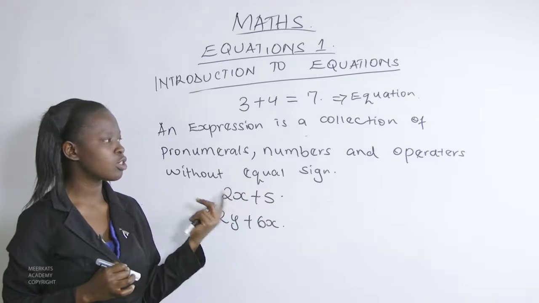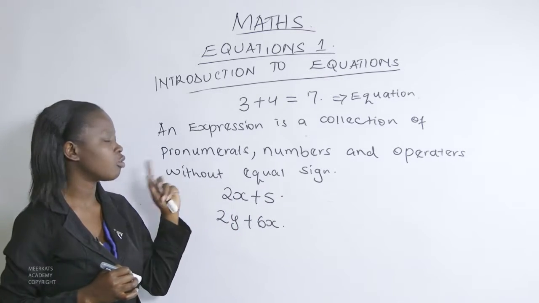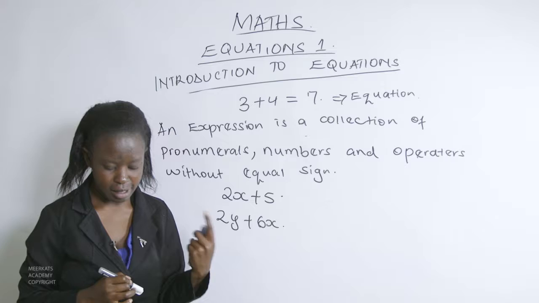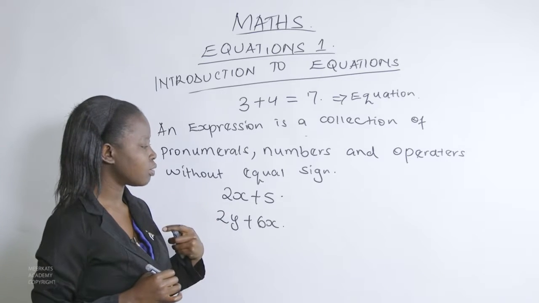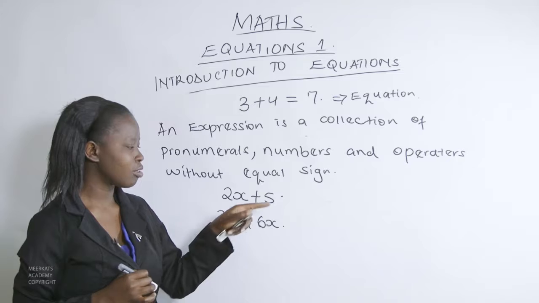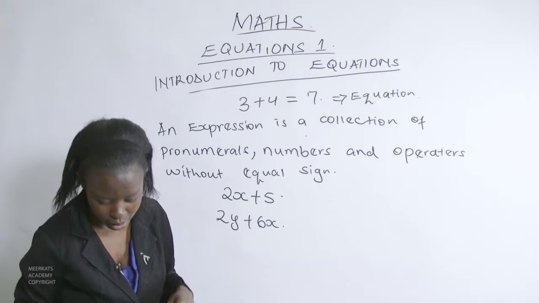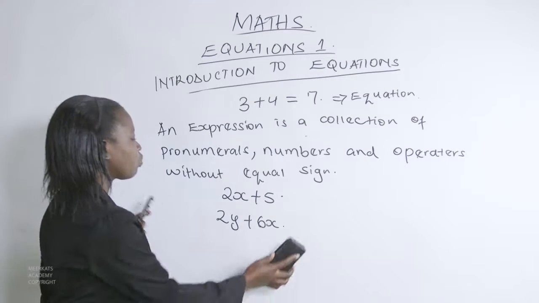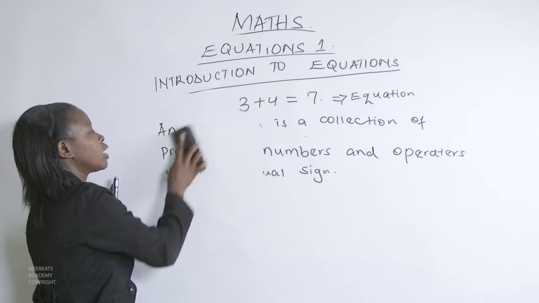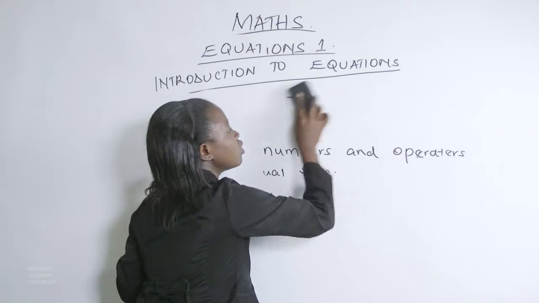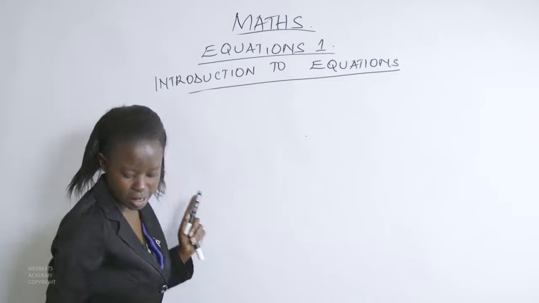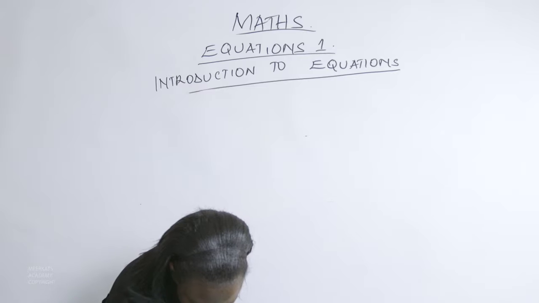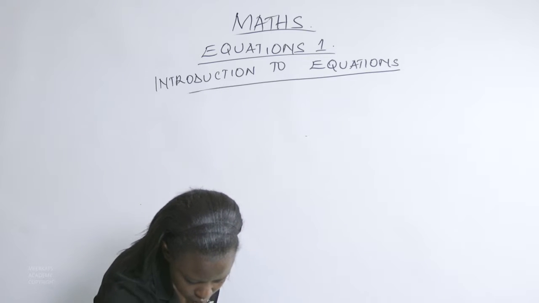So when you write a collection of numbers, a collection of numerals without an equal sign, then whatever you've simply written is an expression. But when there is an equal sign, then it is not an expression, but it is now an equation. So we need to work out various equations so that we are in a position to get the solutions to the given equations.